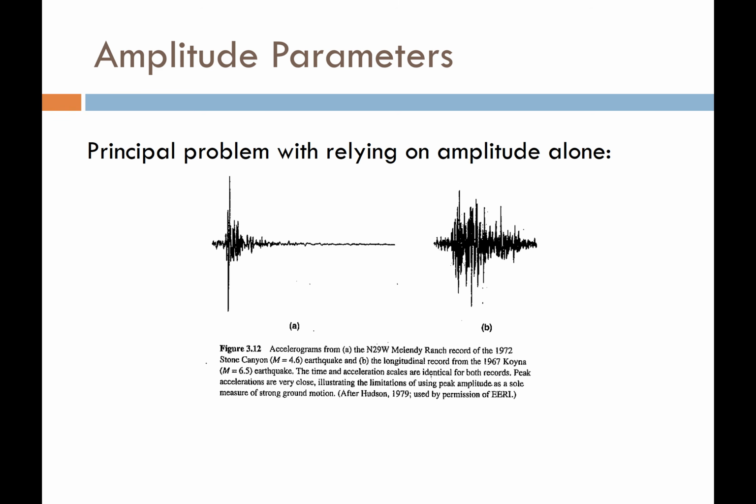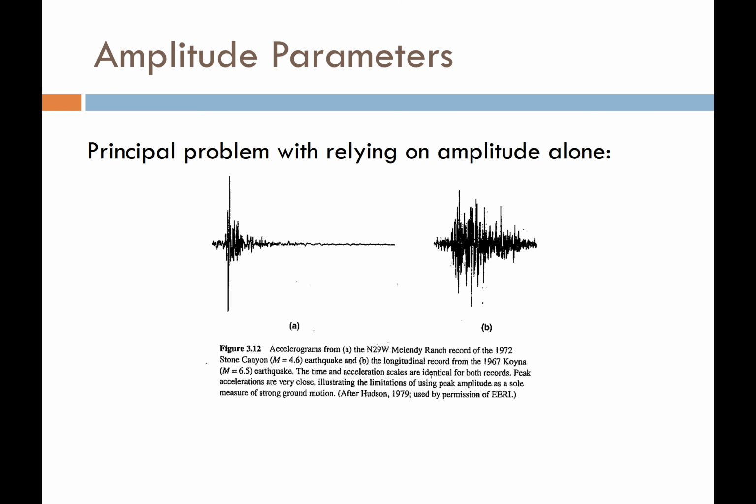Now, amplitude parameters are nice and they're popular because they're easy. They're easy to understand. They're easy to obtain. And for that reason, a lot of people like to use them in different design applications. So for instance, if you're designing the equivalent horizontal force from an earthquake on a building, generally you're going to take the mass of the building and multiply it by the peak ground acceleration. Mass times acceleration equals force.